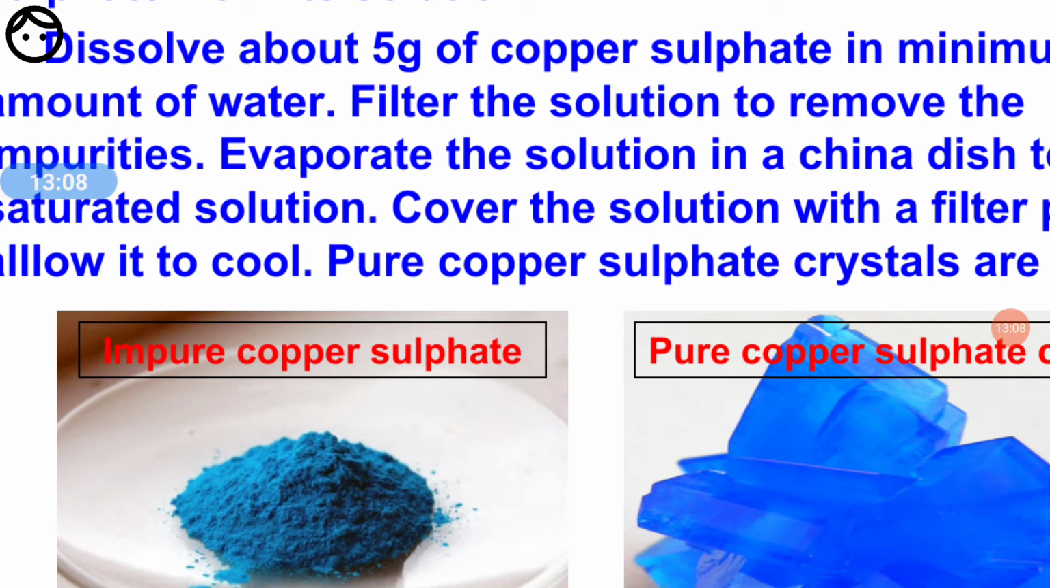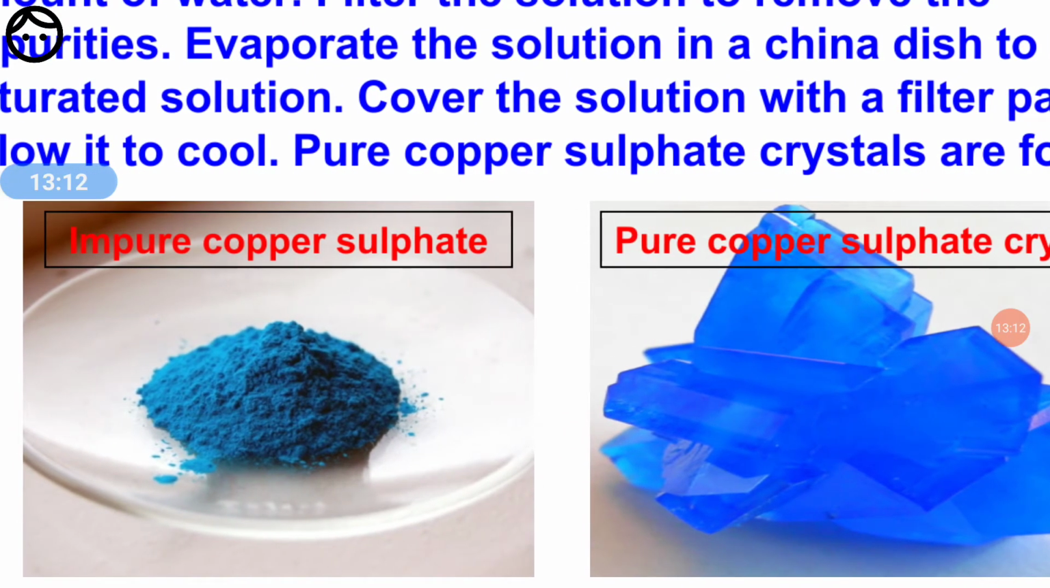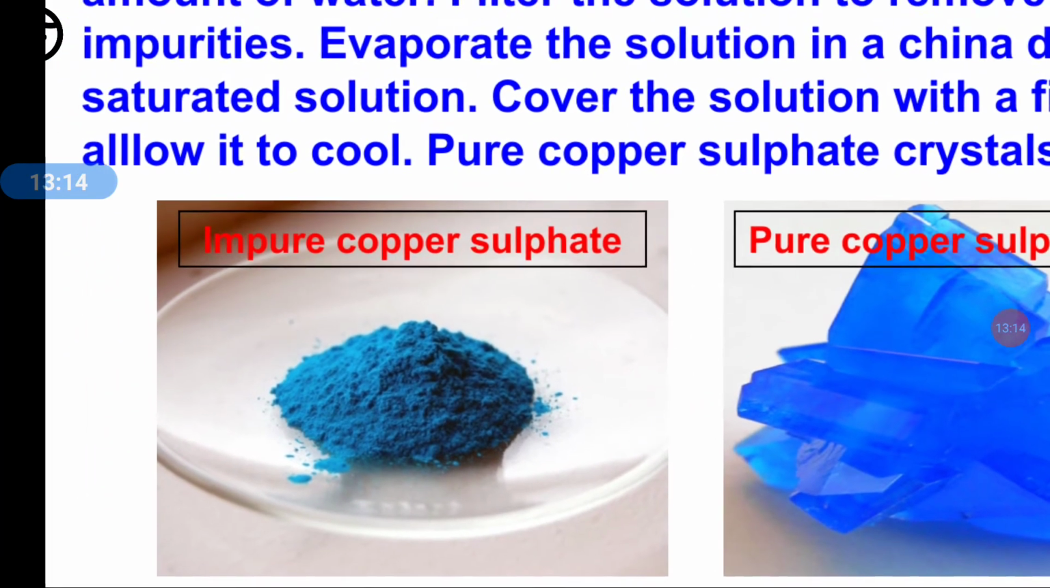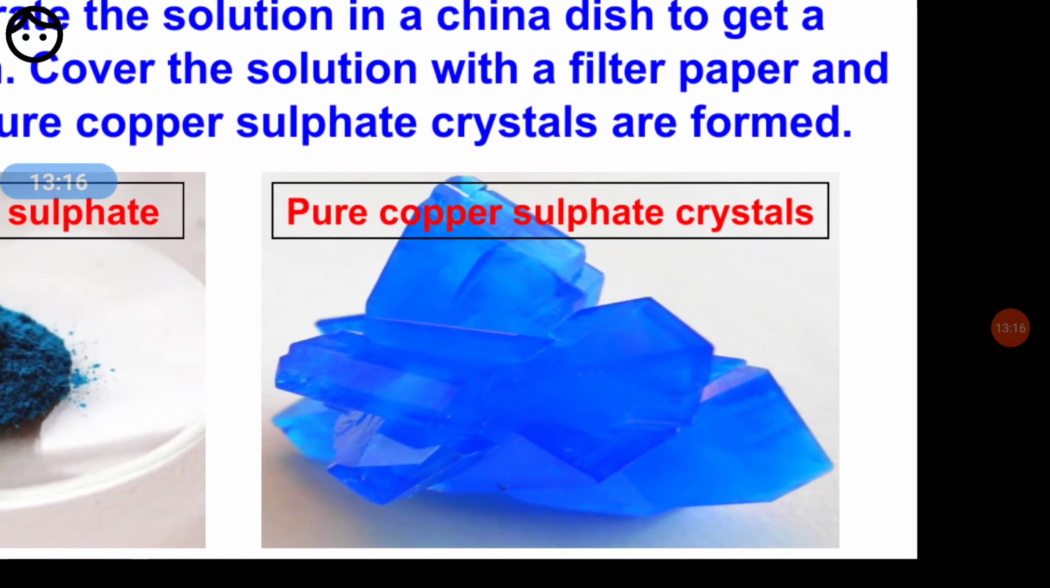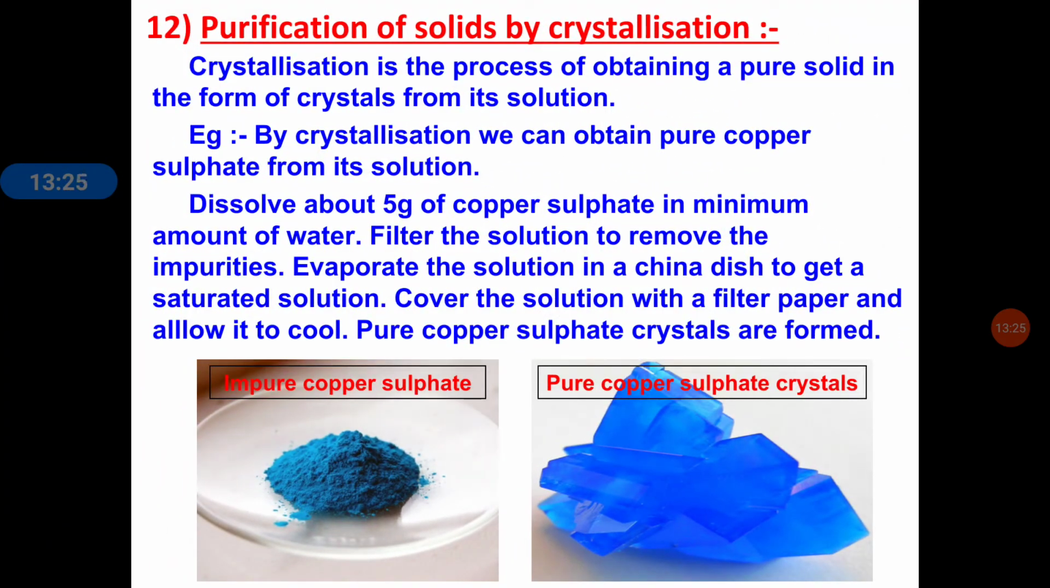After some time you find the crystals. You have seen these crystals here. See the picture there, the impure copper sulfate is there. Then you will see the crystals of pure copper sulfate floating over the water. Or if the water is minimal, you will easily find the crystals of copper sulfate in that china dish.